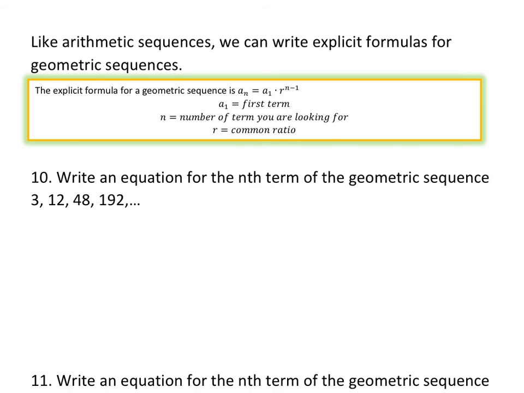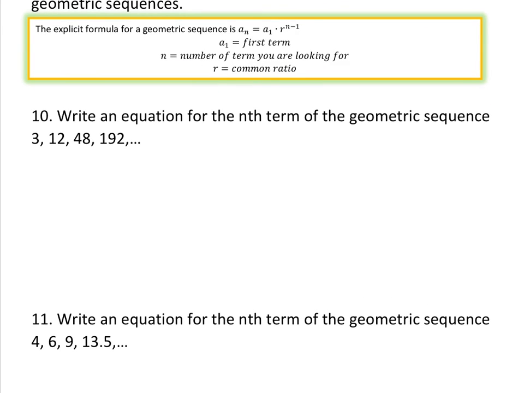So like arithmetic sequences, we have explicit formulas for geometric sequences. The explicit formula for a geometric sequence is a(n) equals a1 times r to the n minus 1, where a1 is your first term, n is the number of the term you are looking for, and r is your common ratio. Let's look at an example.